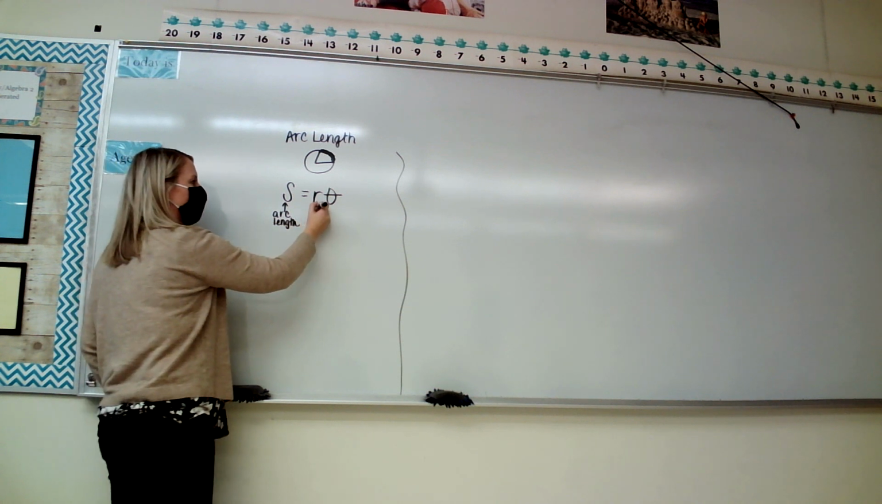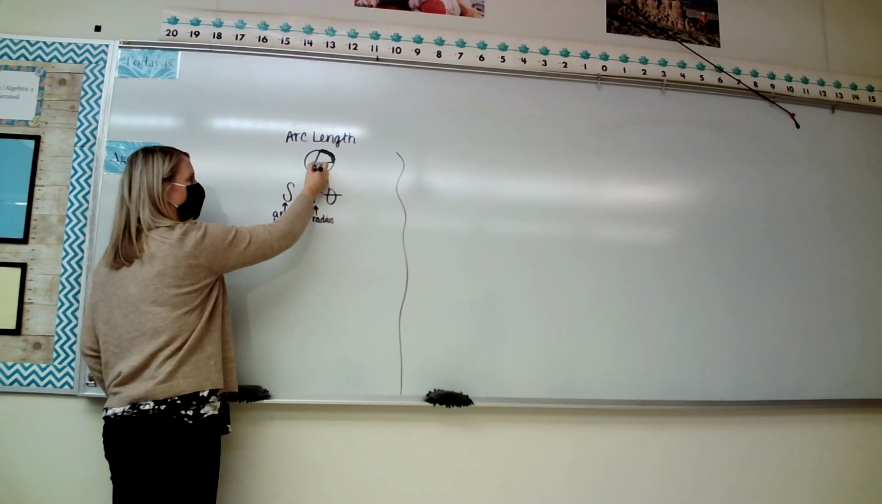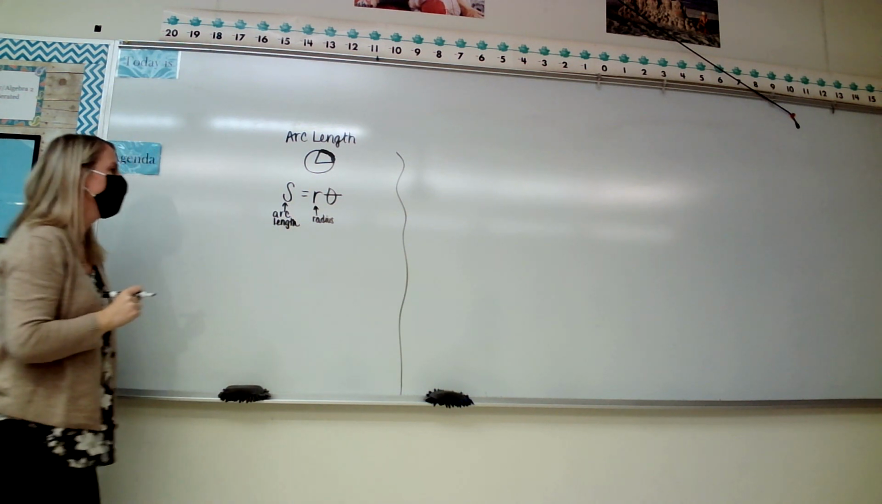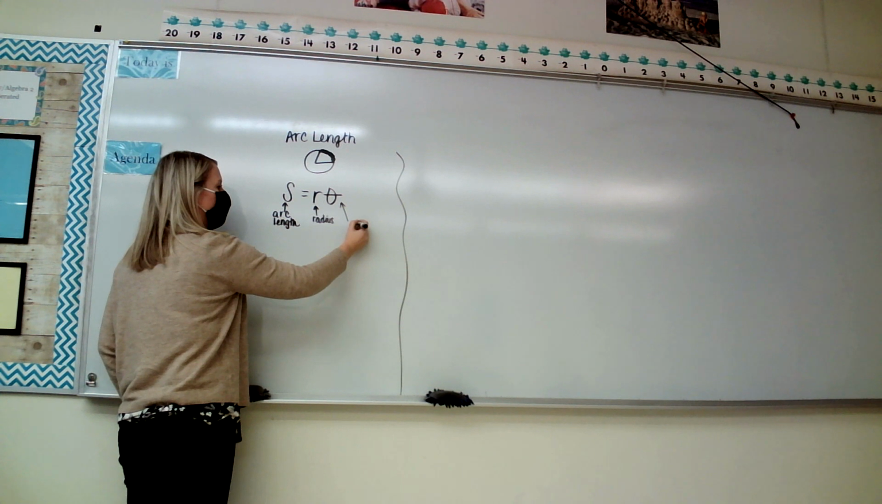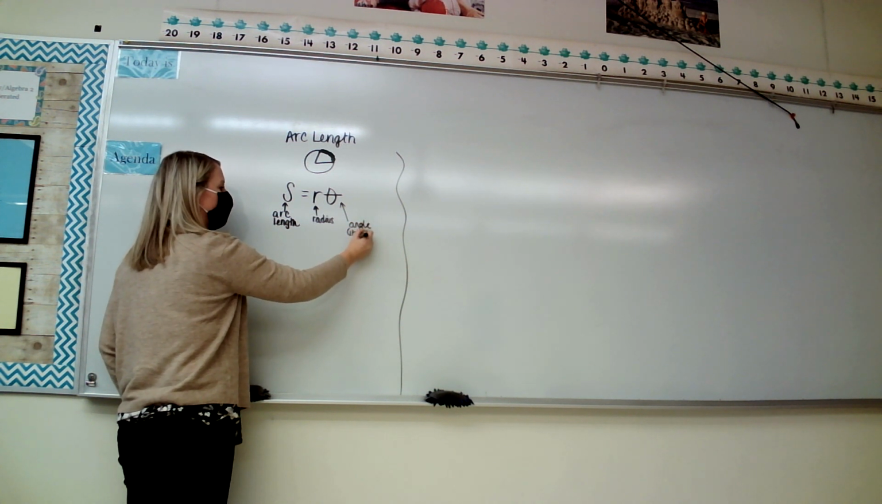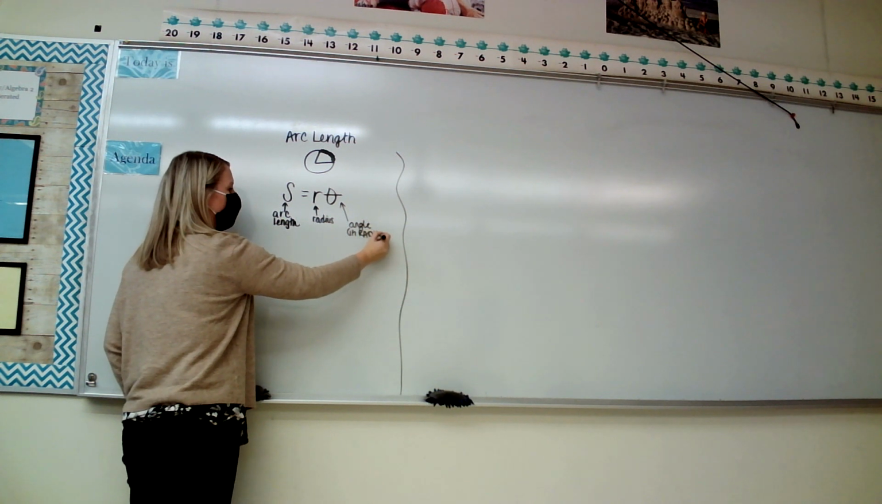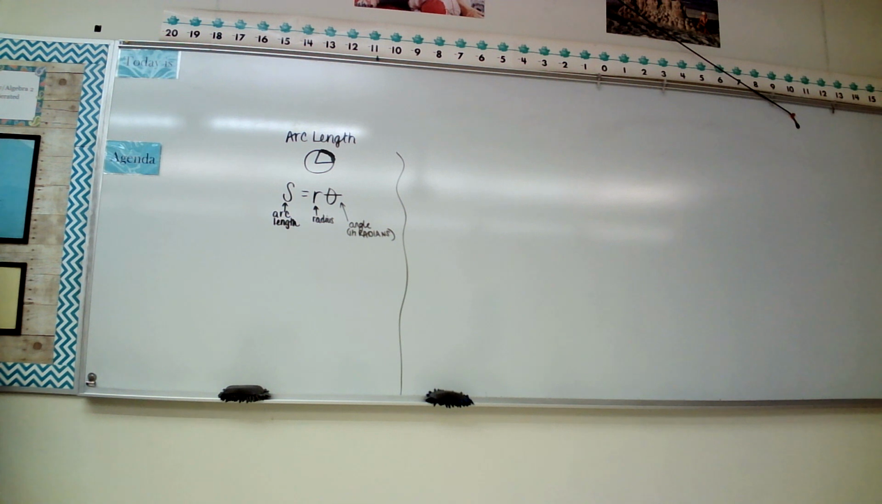R is going to be the radius. When we're thinking about that, we know a radius is just from the middle. And theta is going to be my angle, but the big thing about this is it has to be in radians. Hence why we're doing it now, because we're talking about radians. It's not the most complicated formula, which is nice. So all we're going to do today is plug a few things in, and that will be that.